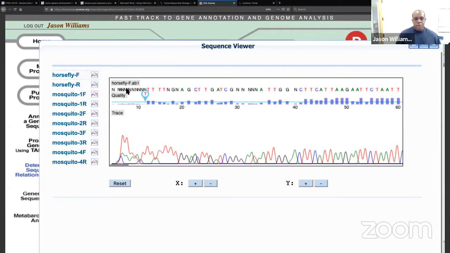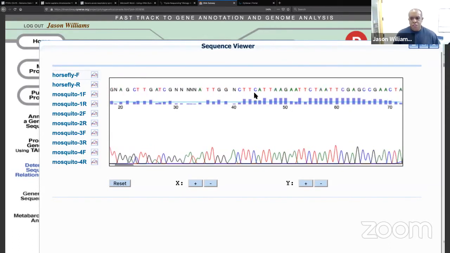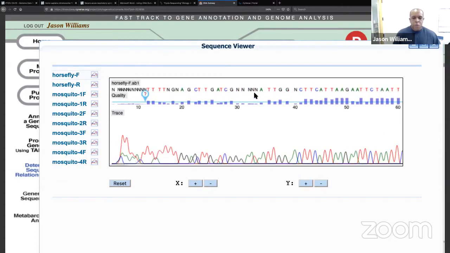Now, if you look at the top here, you'll notice that there are a whole bunch of N's, which is not a DNA nucleotide as far as I know. Then you see some T's, and you see some A's and G's and C's and so on. So what is going on with this first half here?